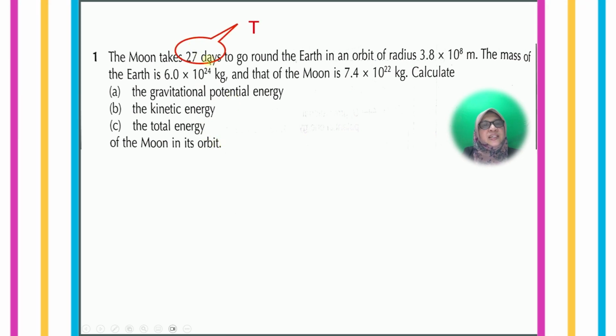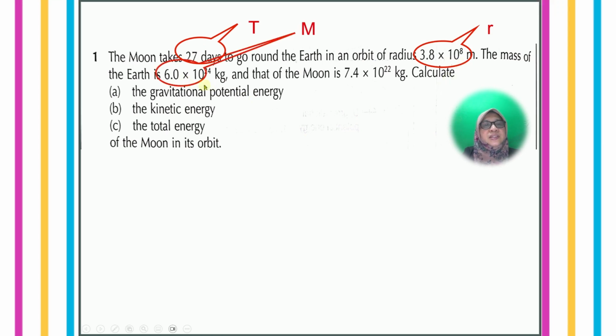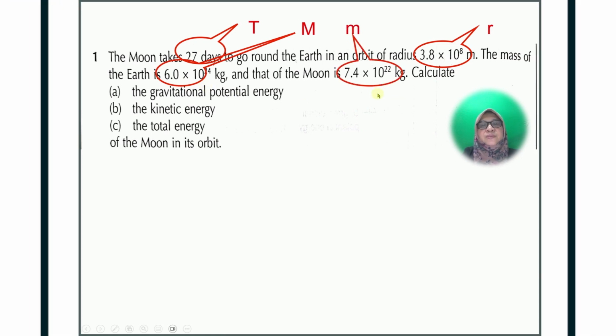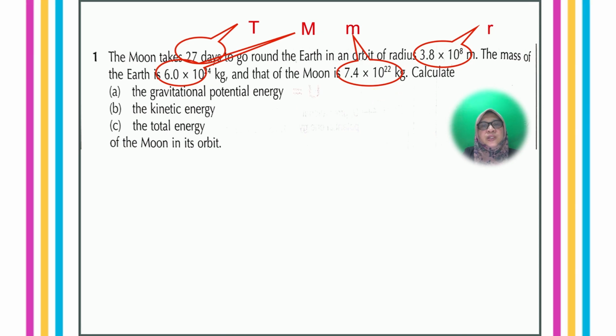Okay, so we are given the period, 27 days, and the distance, 3.8 times 10 to the power of 8 meter. The mass of the earth is 6 times 10 to the power of 24 kilogram, and the mass of the moon is 7.4 times 10 to the power of 22 kilogram.